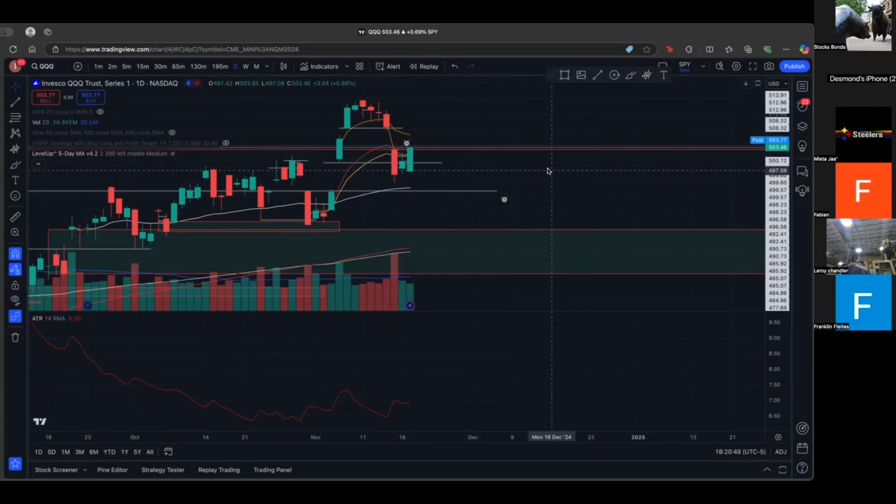And when it comes to QQQ, it's 503 plus or minus $7. That is the expected move to the upside and to the downside. So hope this makes sense. Hope ATR makes sense, by the way.